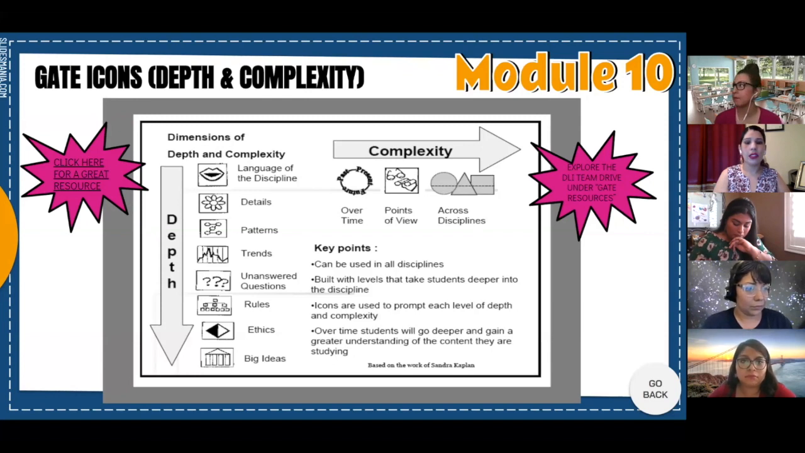and complexity. I don't think you're sharing, girl. Or are you sharing? Yes, you are. Oh, yes, yes, I see. Can you guys see my slide deck? Okay. Yes.